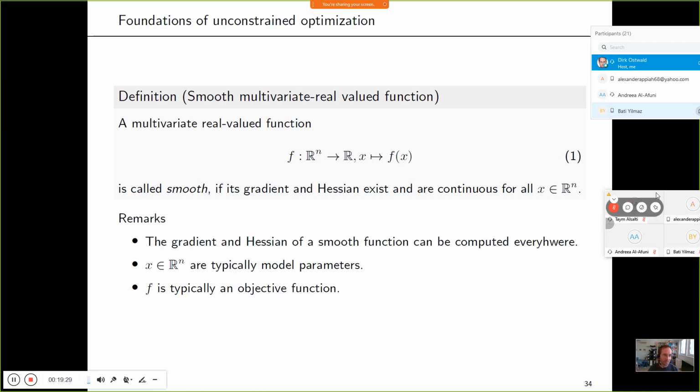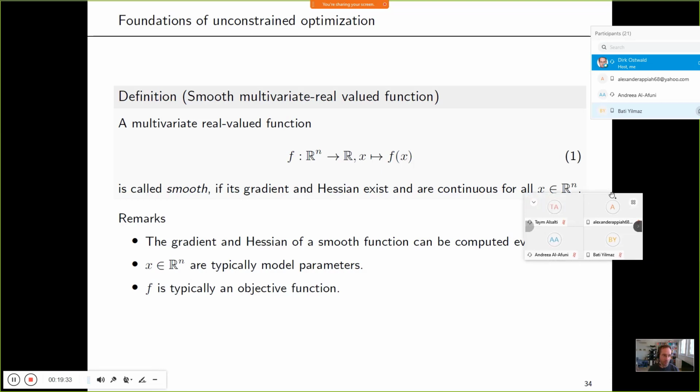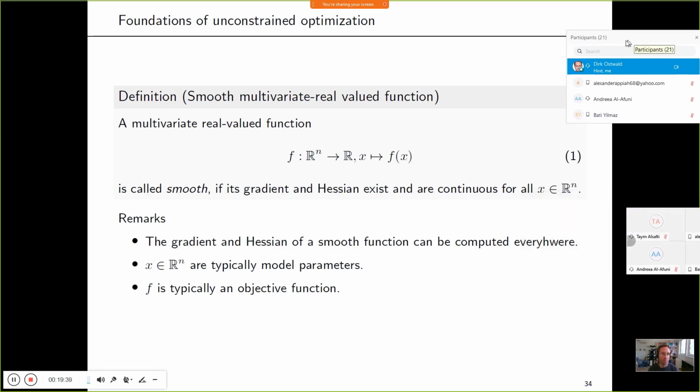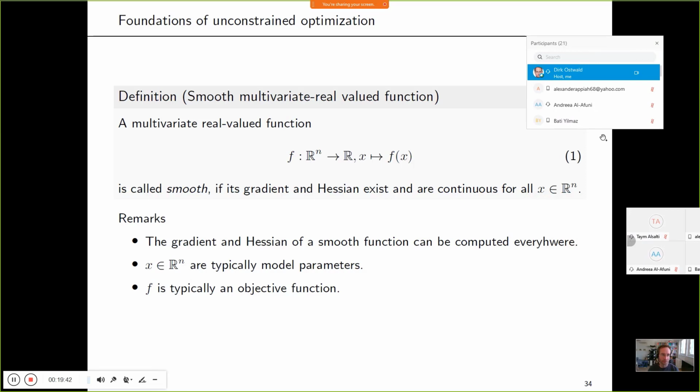So let's see what is still in your memory. You already learned about the gradient and the Hessian. Does anyone remember what the gradient of such a function is, how it's defined?